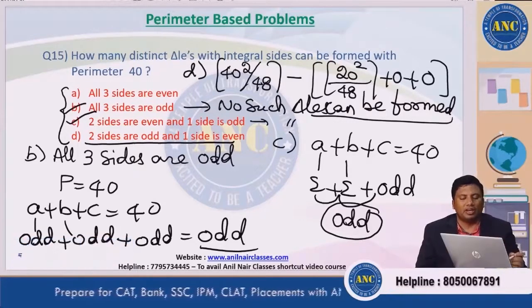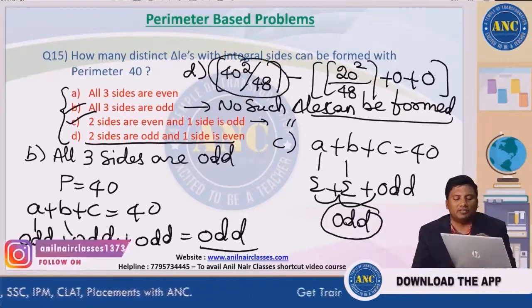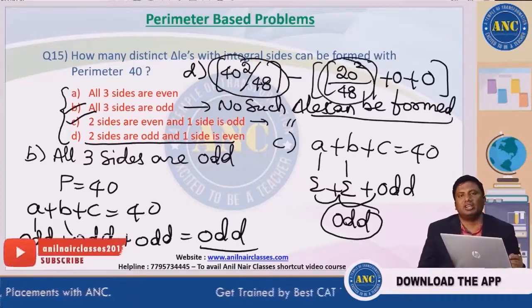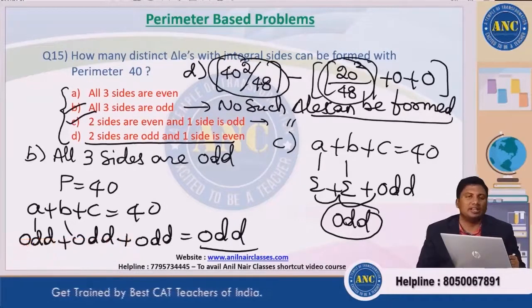So 40 square is 1600. This nearest integer function minus this nearest integer function, I will get the value. I hope the idea is clear.